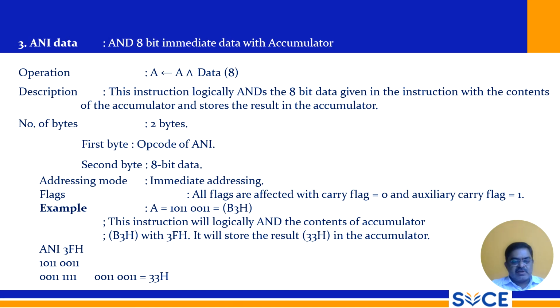So ANI, it is ANI data, AND immediate data. The data is specified within the opcode, within the operand, and that will be ANDed with the contents of accumulator. Again the result will be stored in accumulator. So it is immediate addressing mode, and carry flag is 0, auxiliary carry flag is 1.